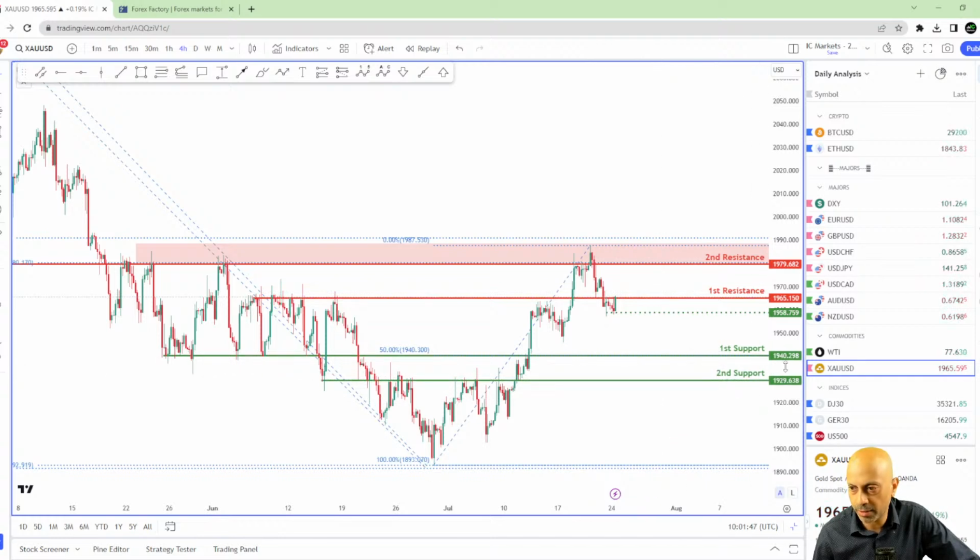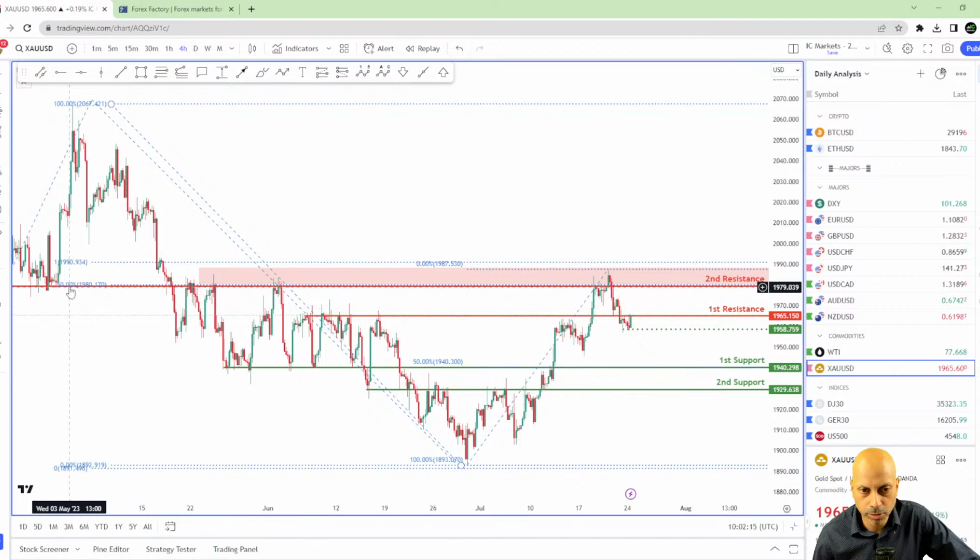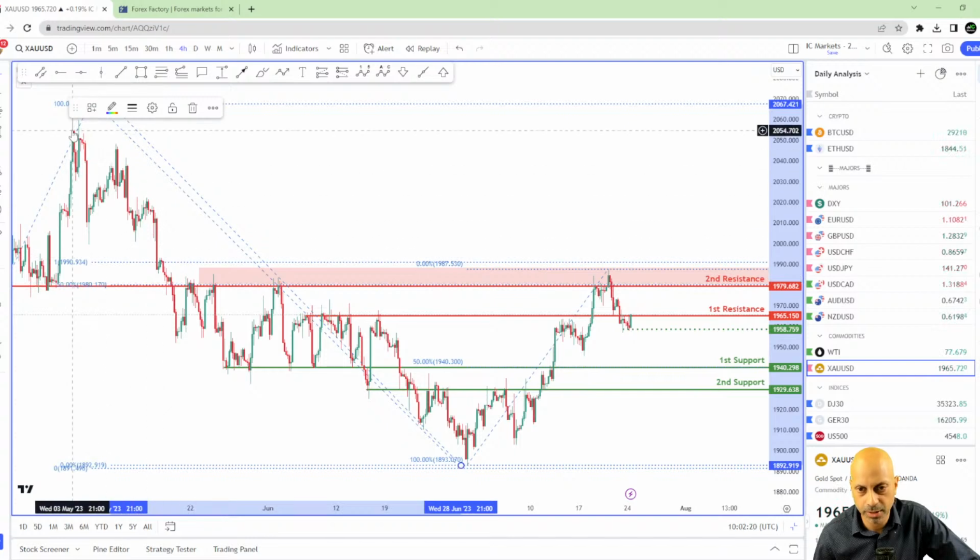First support level is at 1940.29, which is a nice overlap starting since 25th of May, which also aligns with the 50% Fibonacci retracement here. Then we have an intermediate support where price has just recently bounced off this level. First resistance here is currently being tested. We can see it's a nice overlap at 1965.15, and the second resistance is at 1979.68, which is also a strong overlap, which aligns with the 50% Fibonacci retracement for this big move that started on, what is this?